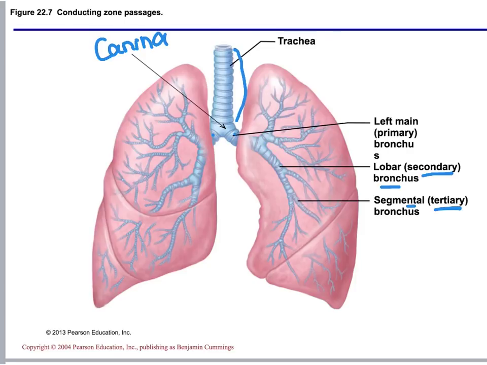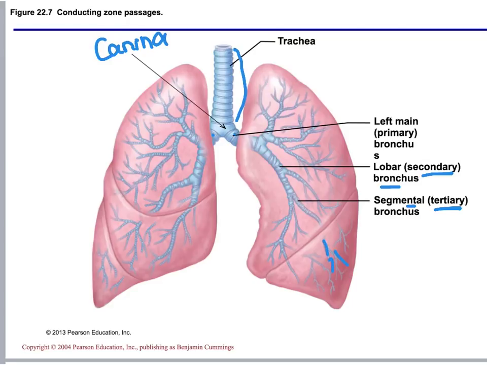So the first division is the primary, the second division is the secondaries or lobar, and the third division is the tertiaries or the segmentals, right? I mentioned that for the segmentals, there are about 10 of them in each lung, and each one has its own airways and blood vessels, and each one has a membrane surrounding it. So lobes: there are 2 on the left, 3 on the right. Segments: 10 in each. And the airways become smaller and smaller as they go through.